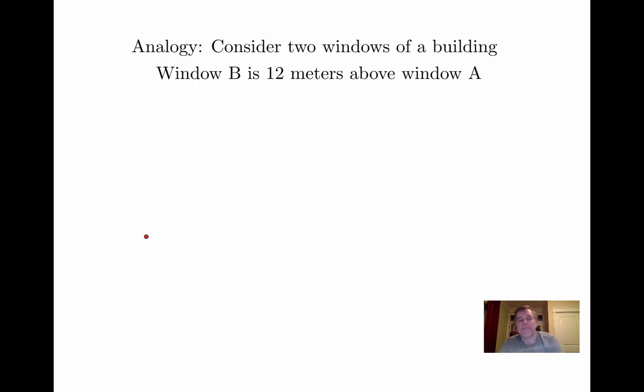Okay, now the analogy is with height of objects in mechanics. So for example, instead of a battery of 12 volts, consider that you have two windows of a building and you're told that window B is 12 meters above window A. So what does that mean in terms of equations? It means delta y, the difference of y between the two windows. So delta y is y of window B minus y of window A. Okay, so yB minus yA is plus 12 meters.